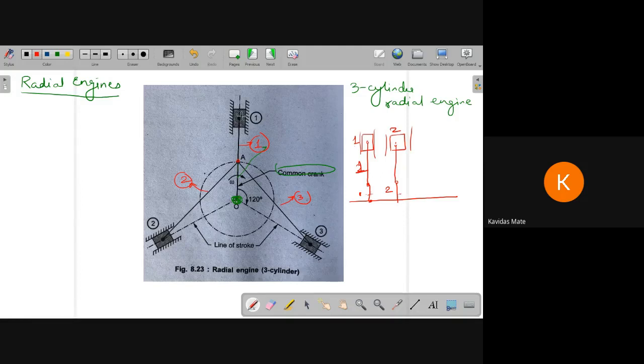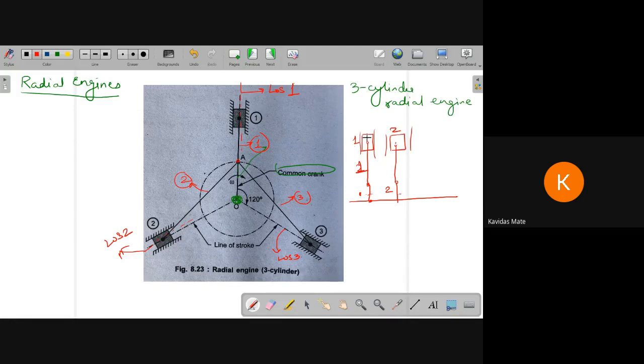In radial engines, the line of stroke is one of the important aspects that we need to see. If you see engine number 1, the reciprocating of the piston is the line of stroke. So the line of stroke for engine 1 is this one, this is the line of stroke for engine 2, and this is the line of stroke for engine 3. So this is one of the important aspects. In radial engines, generally we try to keep the engines at an equidistant angle from one another.